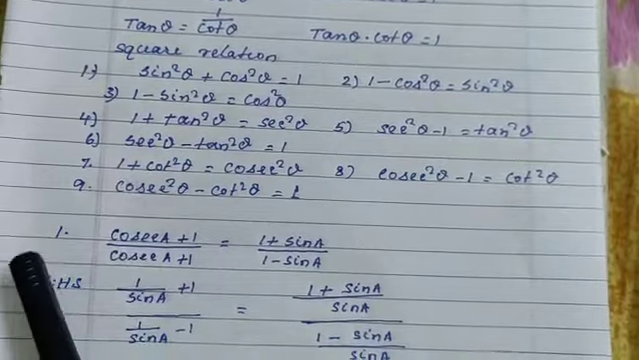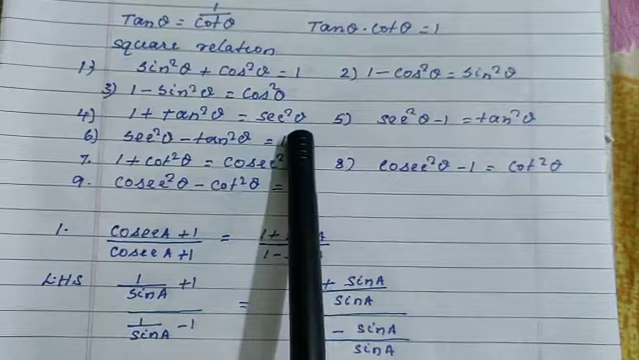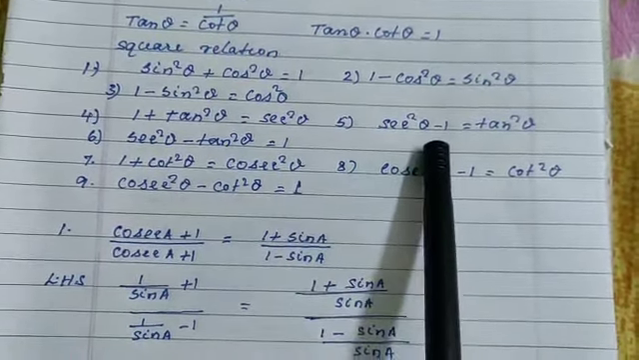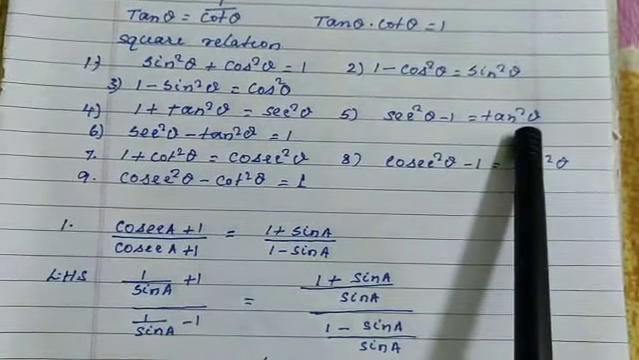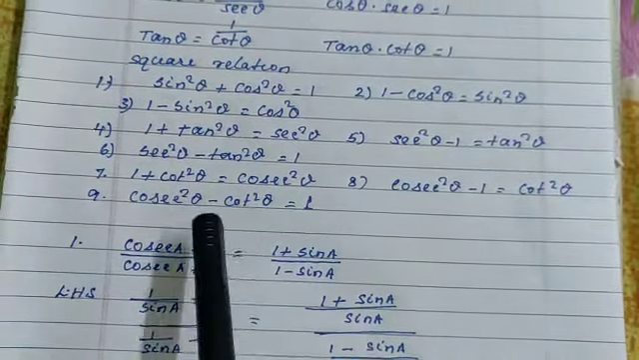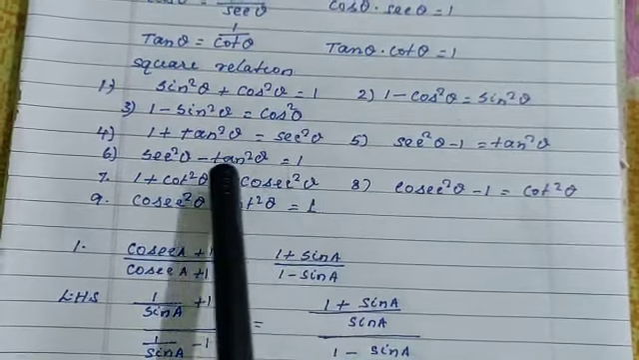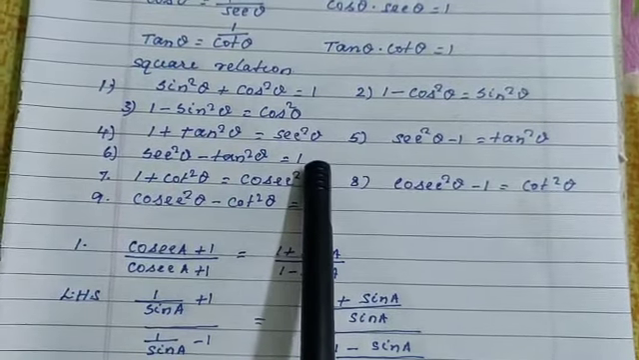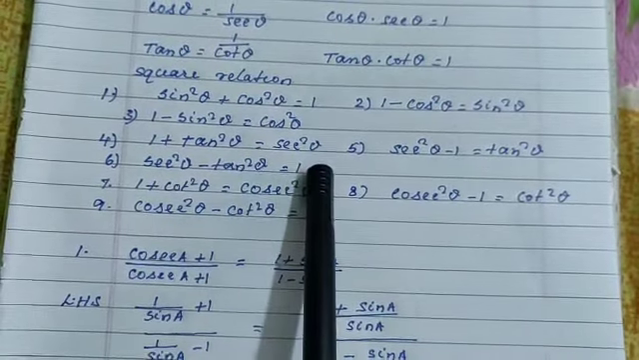And another one, 1 plus tan square theta is equal to sec square theta. If we take 1 to the right side, therefore sec square theta minus 1 is equal to tan square theta. This is a new identity. Now if we take tan square theta to the right side, then sec square theta minus tan square theta is equal to 1. This is another identity or formula.